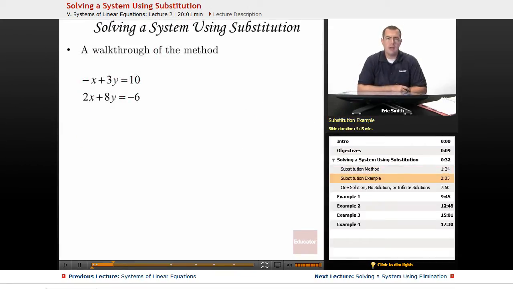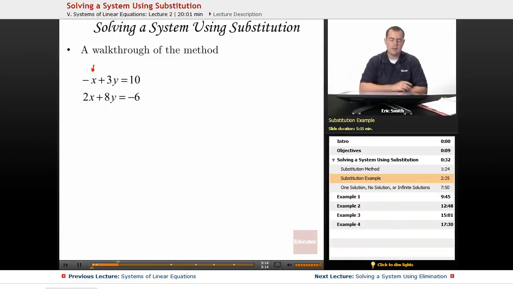Let's walk through this substitution method using the following example. Here I have negative x plus 3y is equal to 10, and 2x plus 8y is equal to negative 6. So I want to start by solving for at least one of the variables in one of the equations. And I have lots of different choices. I can solve for x over here, I can solve for y in the first one, or you can even pick on the second equation a little bit and solve for its x or its y. It doesn't really matter which one you solve for, just pick a variable and go ahead and solve for it.